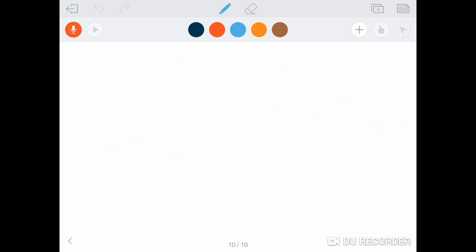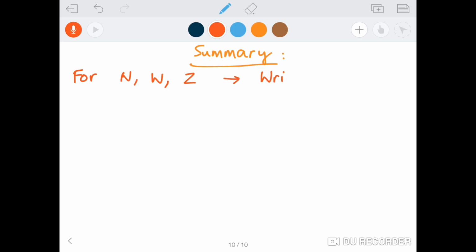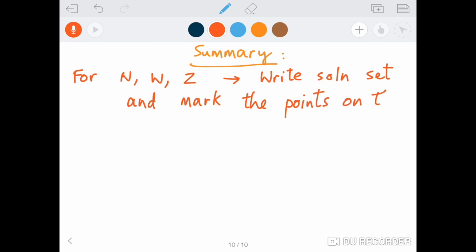Alright, so this is how we're going to work with this. Now I'm just going to summarize everything we've just done so that you're clear with the concept, and then we can start working on the problems. Now the first point is, for natural numbers, whole numbers, integers, all we have to do is write the solution set. So we'll write the solution set and then just represent them directly on the number line. There is nothing much for us to do. You may have to simplify certain inequations here and there, and once we simplify them, all you have to do is mark those points on the number line and you're good to go.